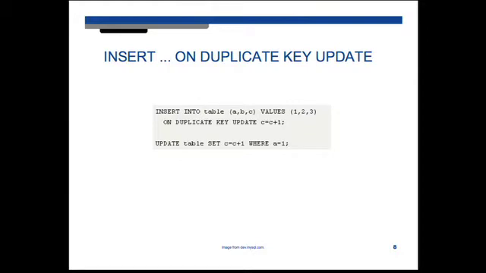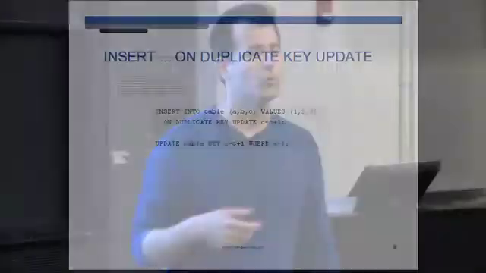However, if one of those fields, say A, is defined as a primary key, a unique key, and you are trying to insert a duplicate key, this syntax lets you say, don't do that. Instead, just update one of those fields' values. So what's the implication here?